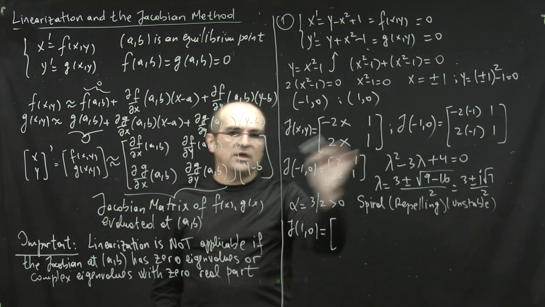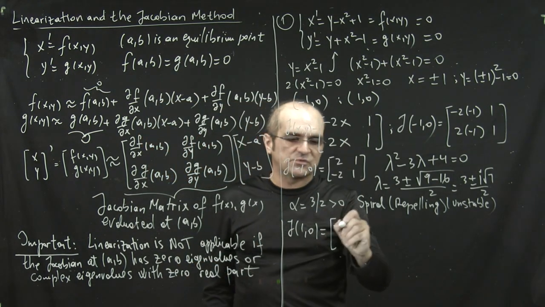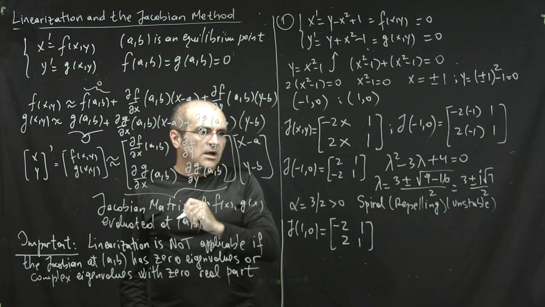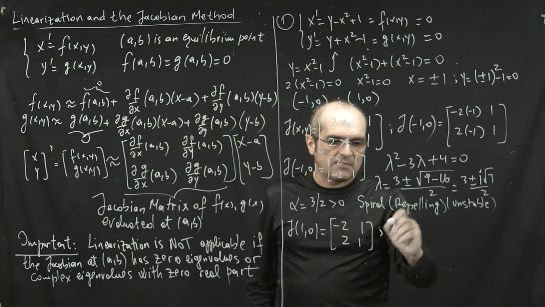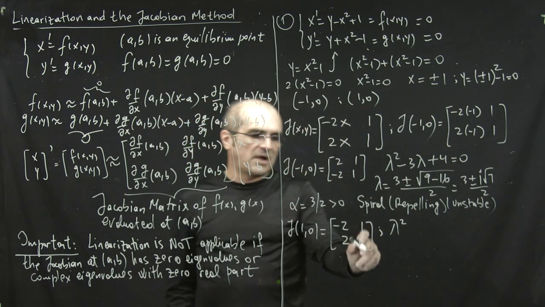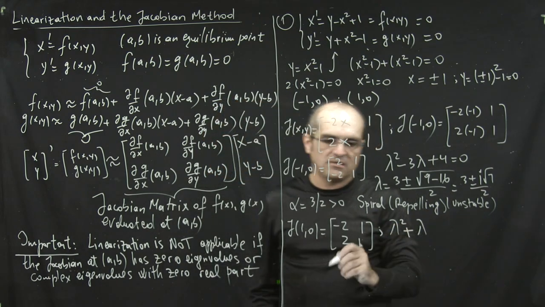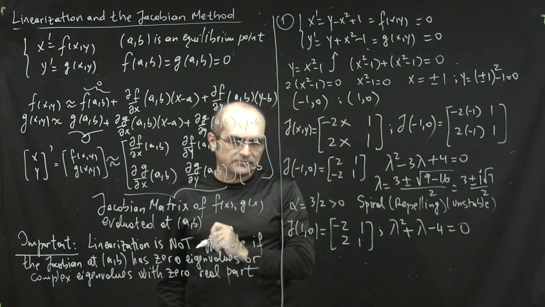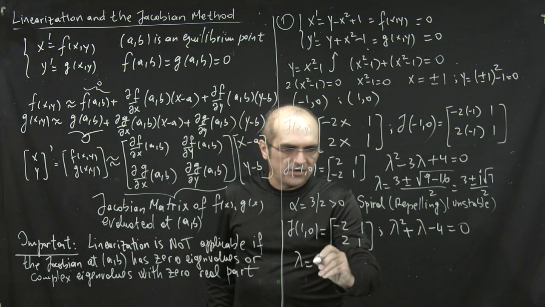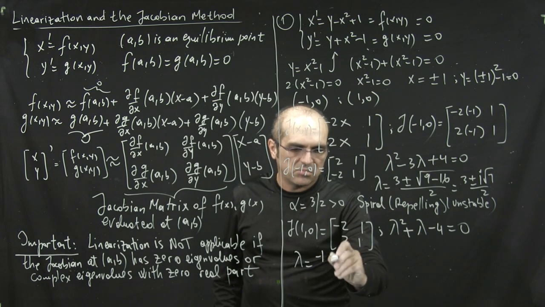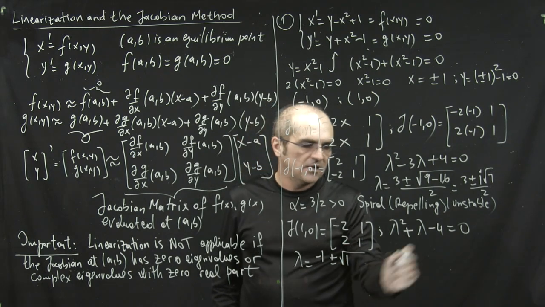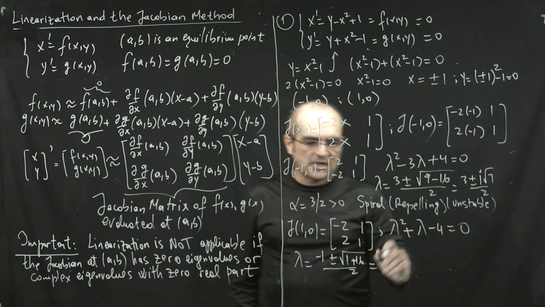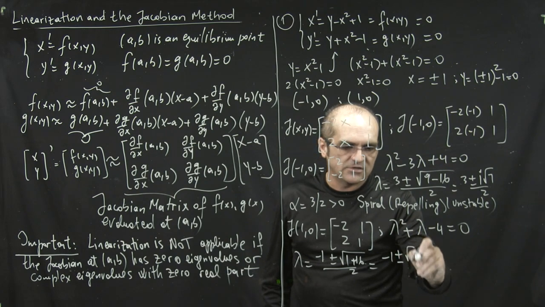Go back to the Jacobian matrix and plug in the point. So minus 2 times 1, 1, and 2 and 1. The characteristic equation is lambda squared. Let's see, the trace is minus 1, so I'm going to have plus lambda, minus the trace. And the determinant is minus 4, equals 0. So lambda, if I do the quadratic formula, is minus 1 plus or minus the square root of 1 minus 4 times minus 4, that's plus 16, over 2. And that's minus 1 plus or minus root 17, over 2.